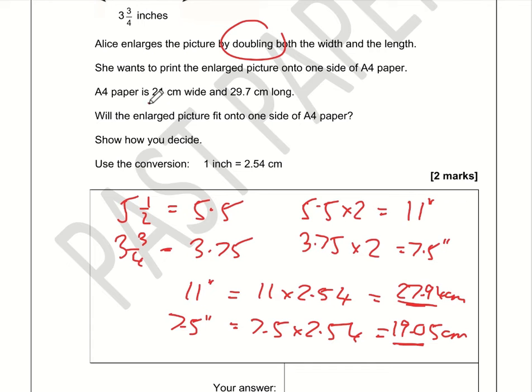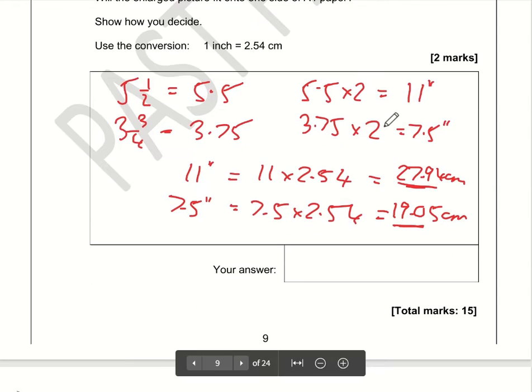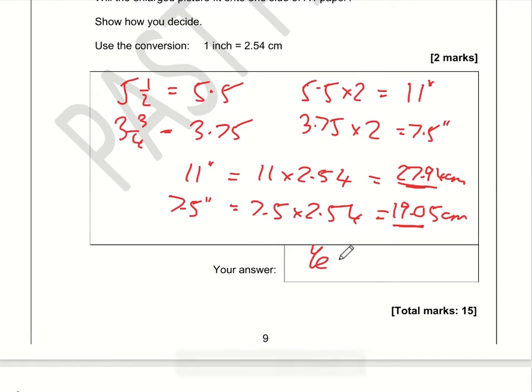And will it fit onto a 21 by 29.7? Well, 19.05 is less than 21, and 27.9 is less than 29.7. So the answer is, will the enlarged picture fit onto one side of A4 paper? The answer here is yes.